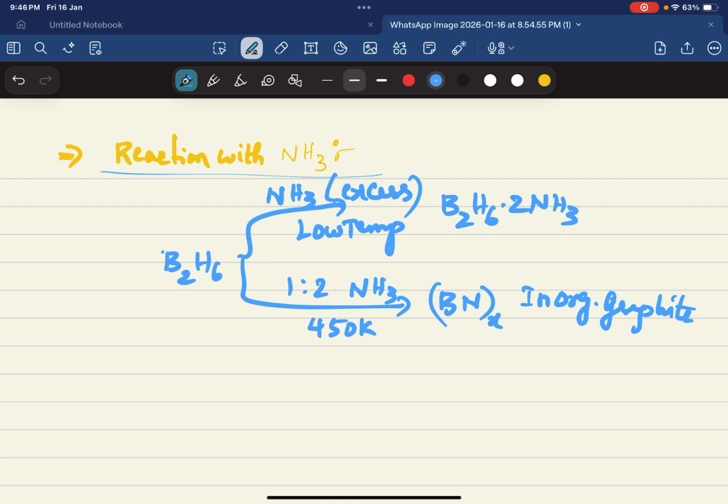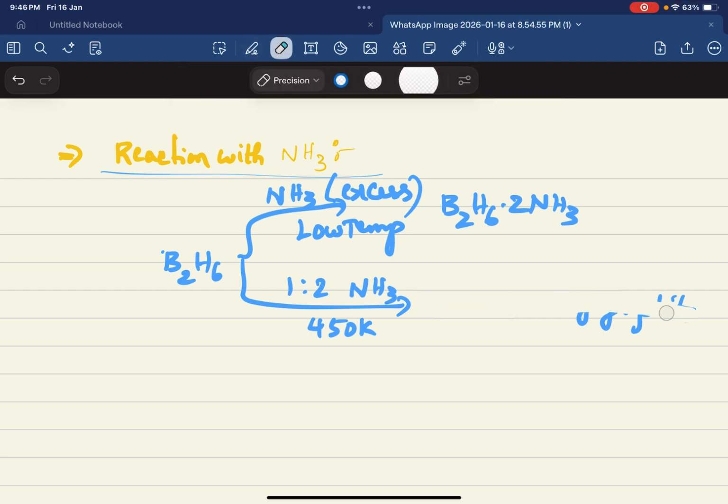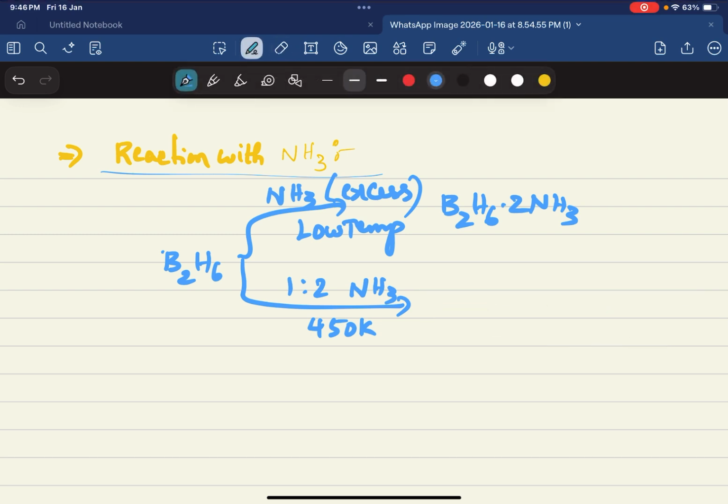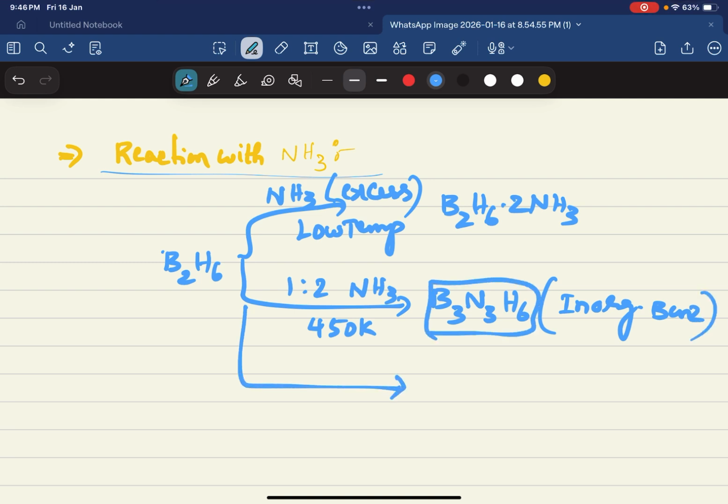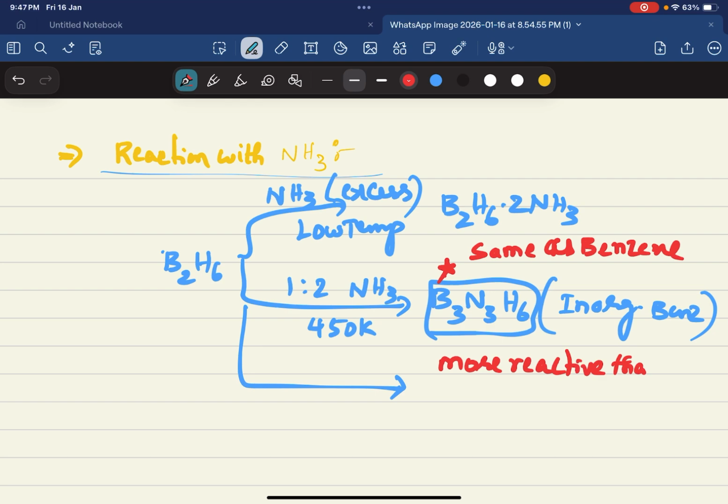Here, how many borons are there? The same number of nitrogens will be there. This will give B3N3H6. B3N3H6 is formed. This is called inorganic benzene, students. Most important, inorganic benzene. The important points about inorganic benzene are it is the same as benzene, but more reactive than benzene due to the electronegativity difference between boron, nitrogen and hydrogen.